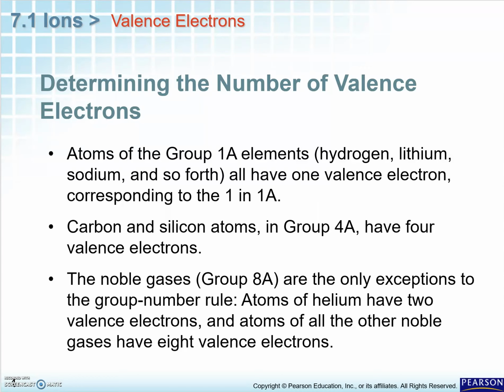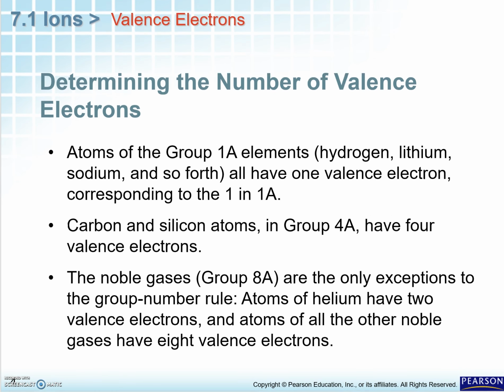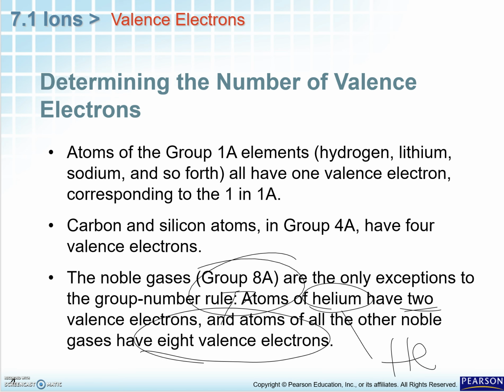Your noble gases, which are all the way to the right, are the only exception to our group number rule. The atoms of helium, so helium is He, that would be this guy, only has 2 valence electrons because that's all the electrons he can have. And the atoms of all the other noble gases have 8 valence electrons, which happens to be the same as your group number of 8 up here.